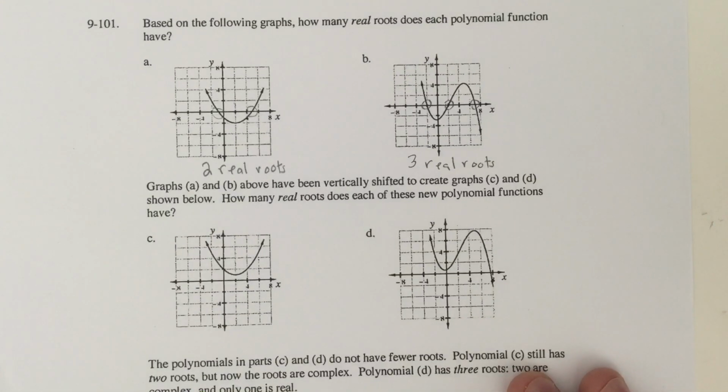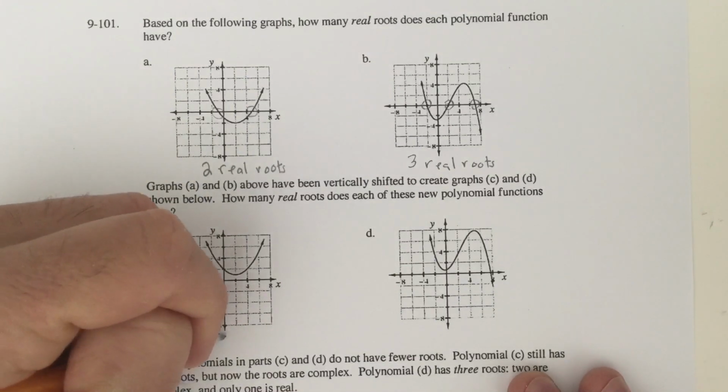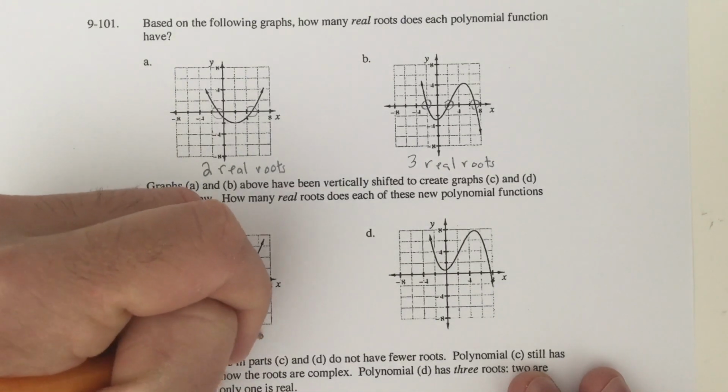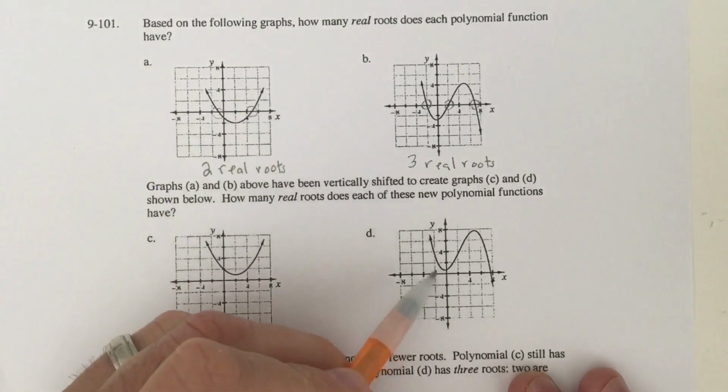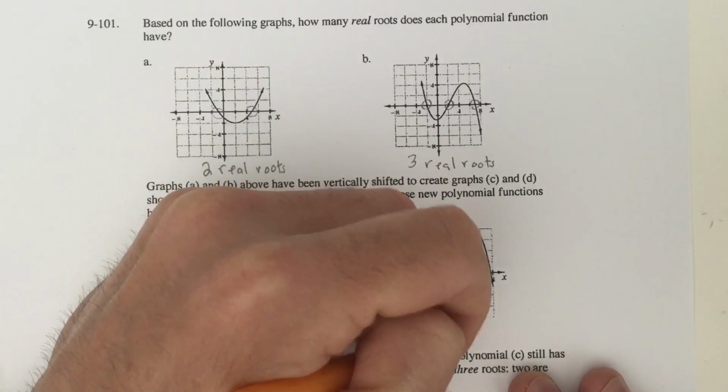Graphs A and B above have been vertically shifted to create graphs C and D below. How many real roots does each polynomial function have now? So if we look, it's not crossing the axis at all now. So this would be 0 real roots. And now it's only crossing 1 time right here. So now this only has 1 real root.